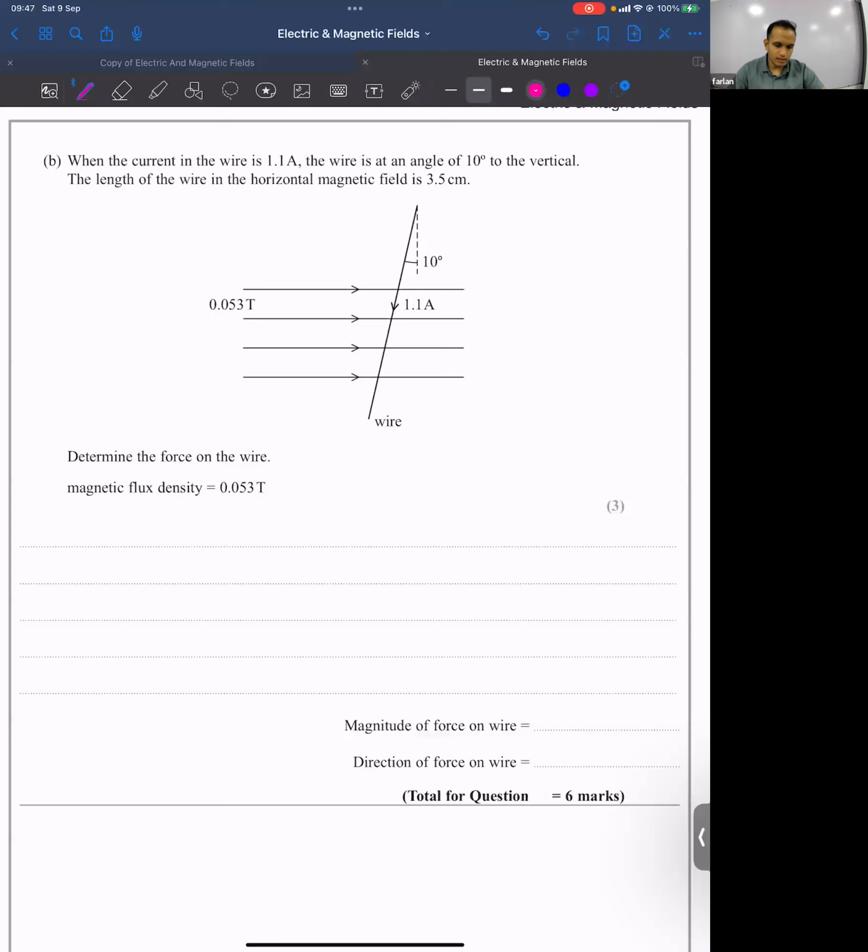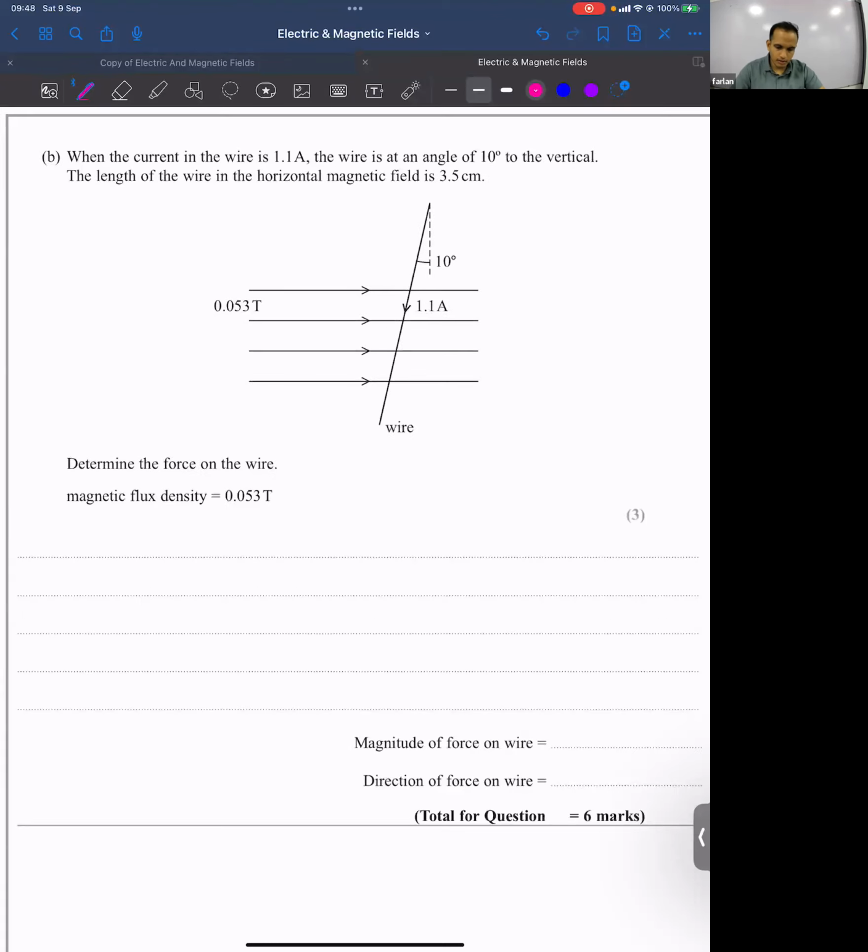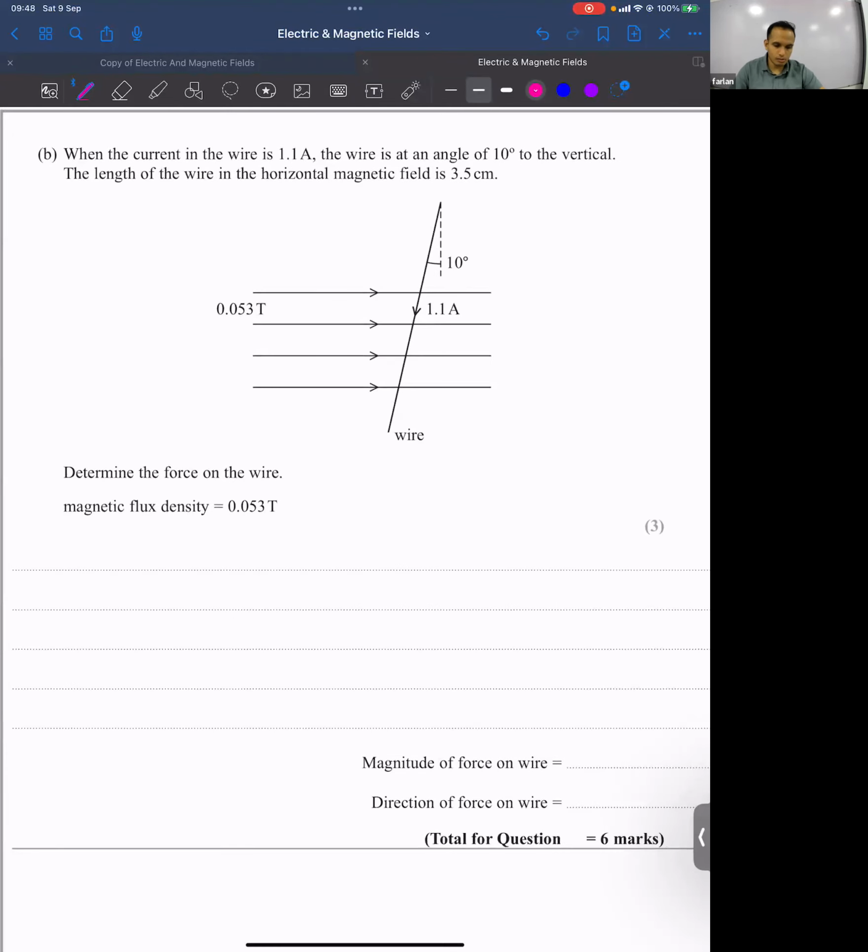The length of the wire in the horizontal magnetic field is 3.5 centimeters. Determine the force on the wire. Magnetic flux density is 0.053 Tesla. Right, guys, don't write, just look at the screen.